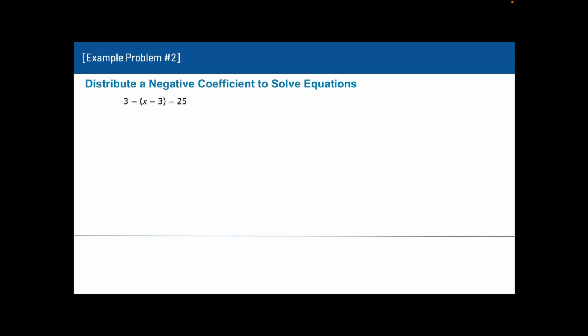We also want to look at distributing a negative coefficient. We struggle with this a lot, forgetting that that subtraction sign can act as a negative. They're allowed to switch. So one thing to remember is if you don't see the number, there is an invisible 1. So we want to put that 1 in to see that we are going to be multiplying in a negative 1.